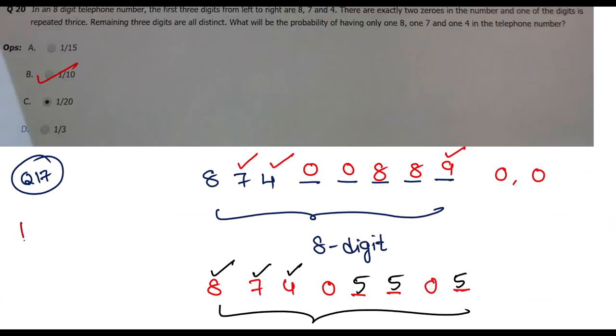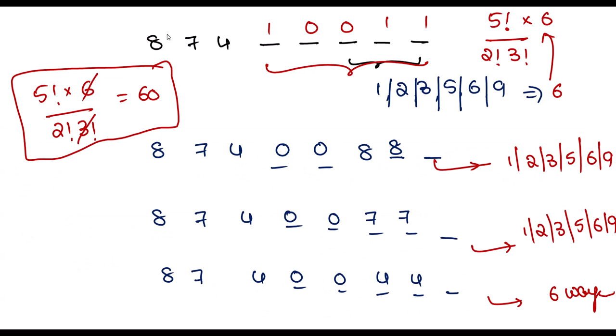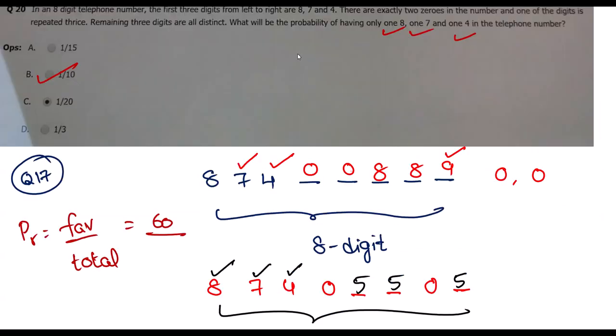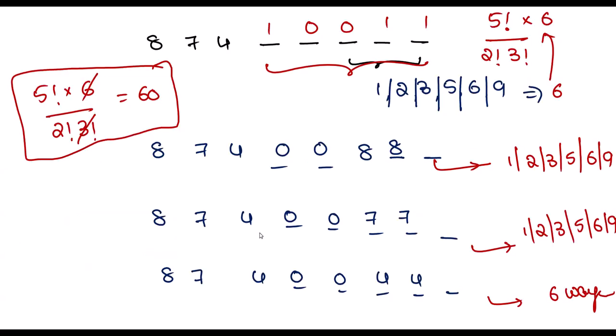We want probability: favorable out of total. Favorably 60. Why favorably 60? They said they want 181714. That's this case, only 181714. What's the total? This 60 is already there and three more cases. These three cases, three more cases. So now here what will happen?